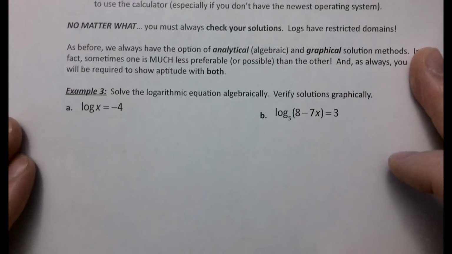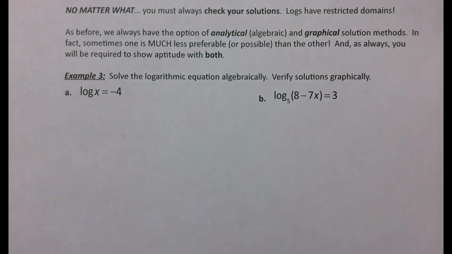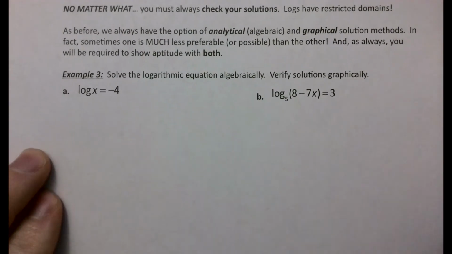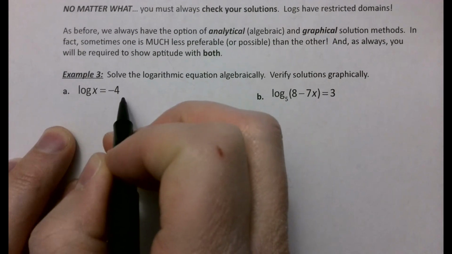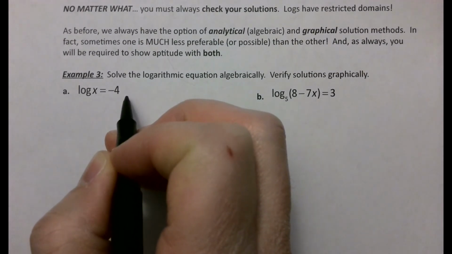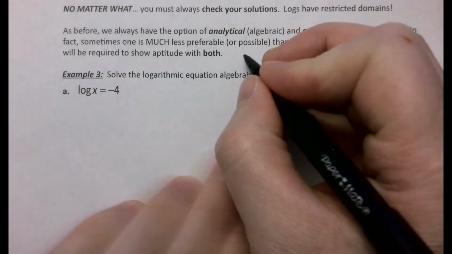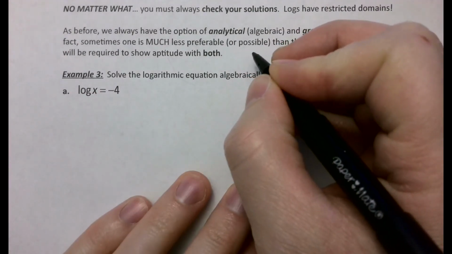So let's start with a real basic example. I'm going to do analytically on all of these, and then I'm going to switch to Desmos and show the graphical method. So in this case, this first question A, this is log base 10 of x equals -4. Now, there's two ways we can handle this. One of the ways is, let's just rewrite this in exponential form.